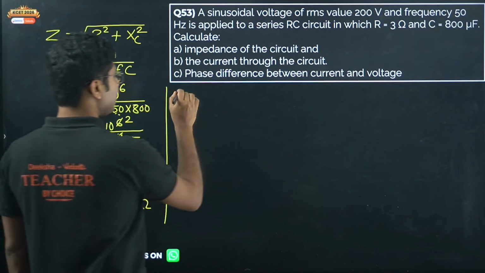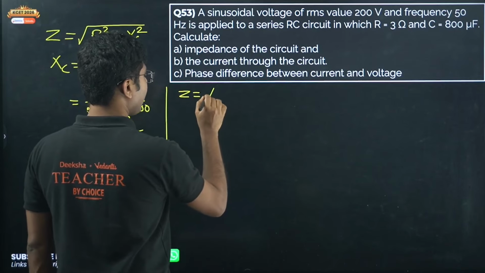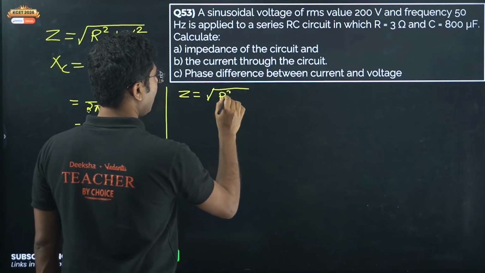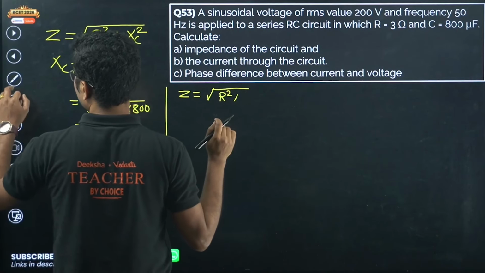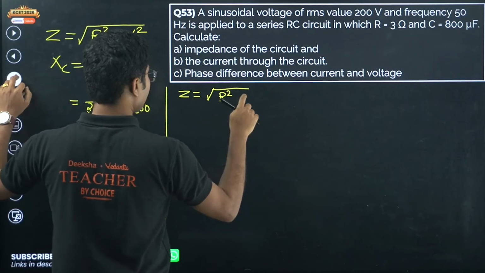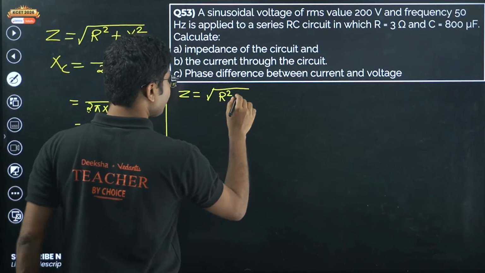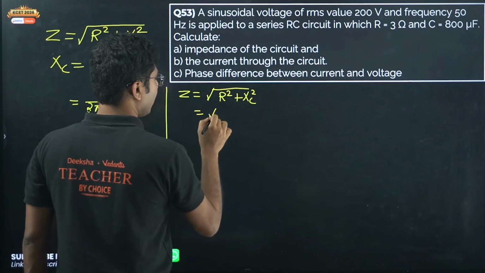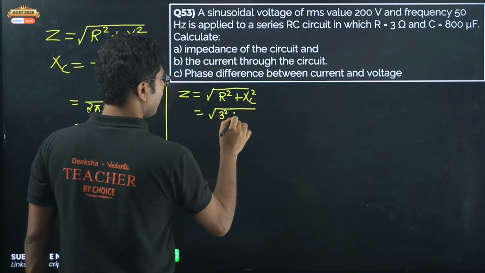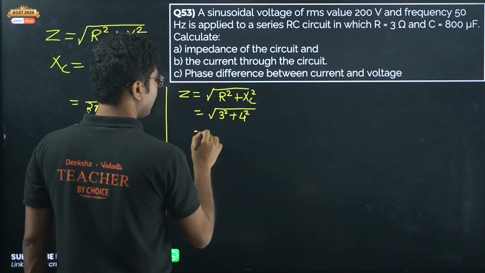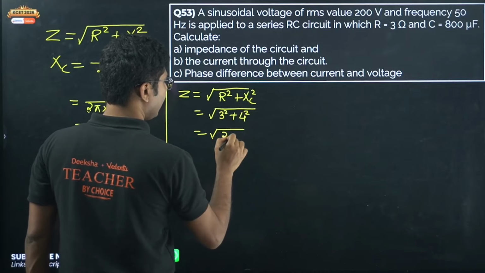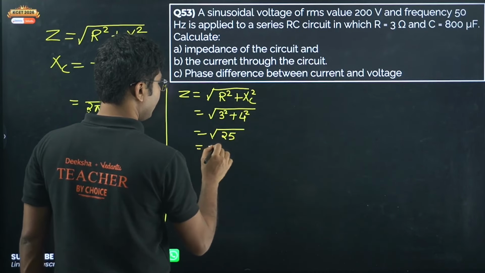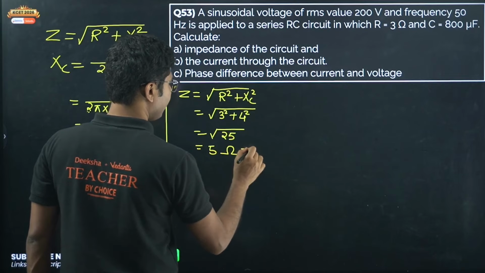So what is impedance? Impedance is given by square root of R square plus XC square. So 3 square plus 4 square. What is the value of 3 square plus 4 square? You should know that, right? So we get this as 25, that is 5 ohm. So the impedance of the circuit is 5 ohm.